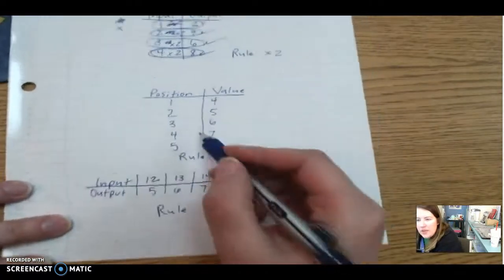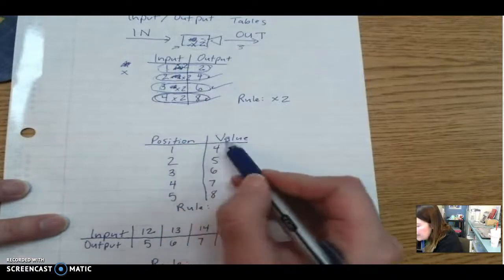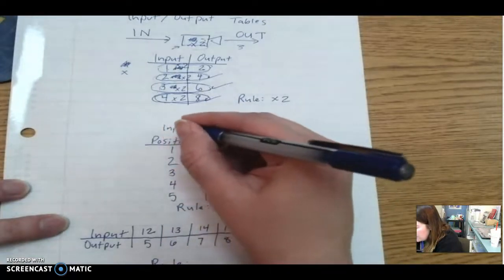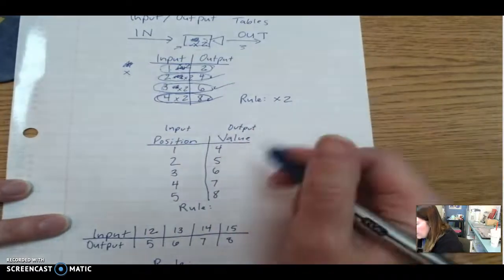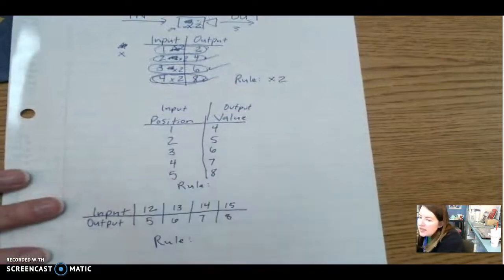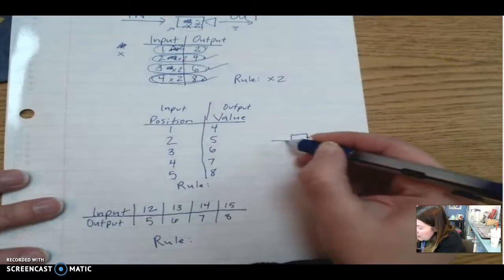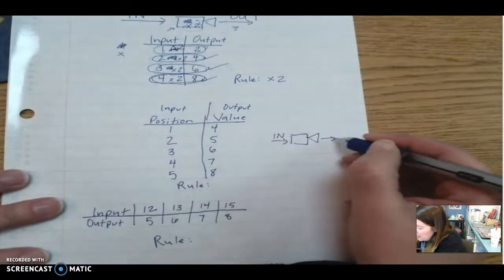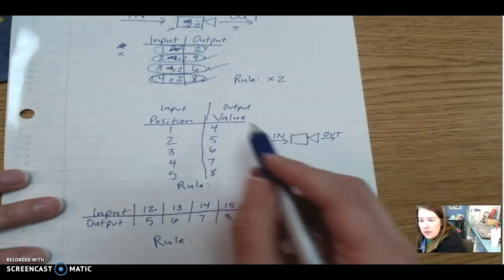All right, here's another one. Sometimes instead of saying input output, it will use the words position and value, but it's the same thing. So this is the input, this is the output. Sometimes you'll see the words position and value instead. So you can imagine our little number machine here. We're going to put numbers in, we're going to get numbers out. We have to find what that number machine is doing.